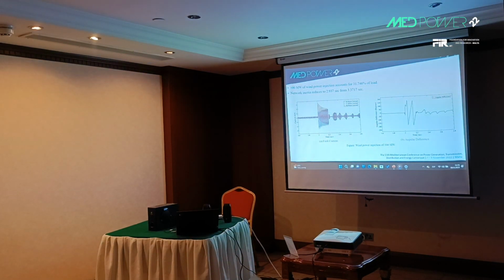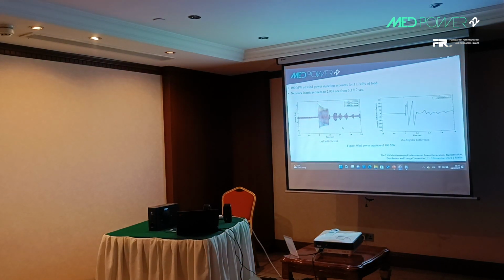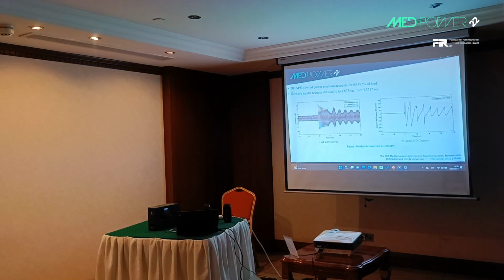Similarly, as we inject 100 megawatt of wind power, which accounts for 31.746% of the load, the network inertia reduces to 2.937 seconds, and the fault current and angular difference graph can be seen, which is not quite as stable as for 50 megawatts. Further increasing the wind power injection to 200 megawatt, which accounts for 63.492% of the load, the network inertia reduces drastically to 1.873 seconds, and as shown from the graphs, it is quite logical that the system is reaching the verge of instability.